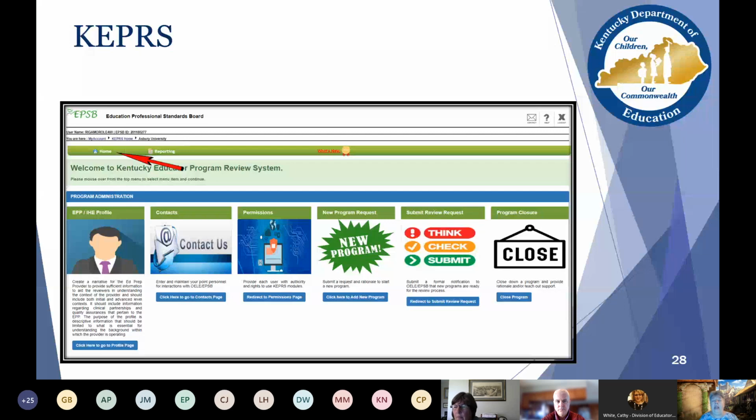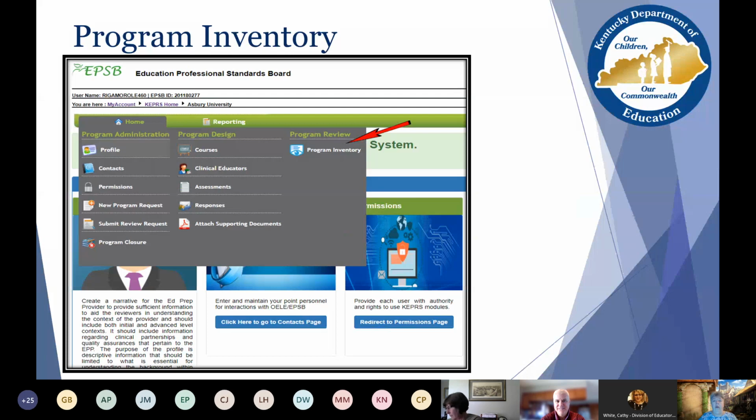This is the landing page for KEPRS. So when you get into the system and you access KEPRS, this is the page you see. You'll want to take your mouse and hover over where it says Home. When you do that, you get this drop down of assorted things to choose from. And you as a reviewer need to select the program inventory. And you click on that.